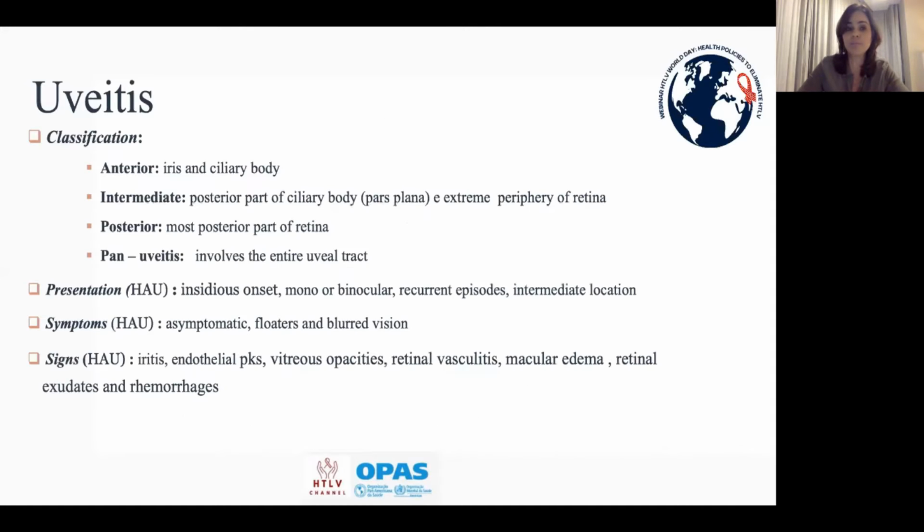The prevalence of HAU varies from 1.61 to 14.5% worldwide, and from 1.9 to 2.85% in Brazil. The uveitis can be categorized in anterior, intermediate, posterior, and panuveitis. The presentation is insidious onset, mono or binocular, recurrent episodes, and intermediate location. The symptoms are common floaters and blurred vision, or asymptomatic patients. The signs observed: iritis, endothelial KPs, vitreous opacities, retinal vasculitis, macular edema, retinal exudates, and hemorrhages.